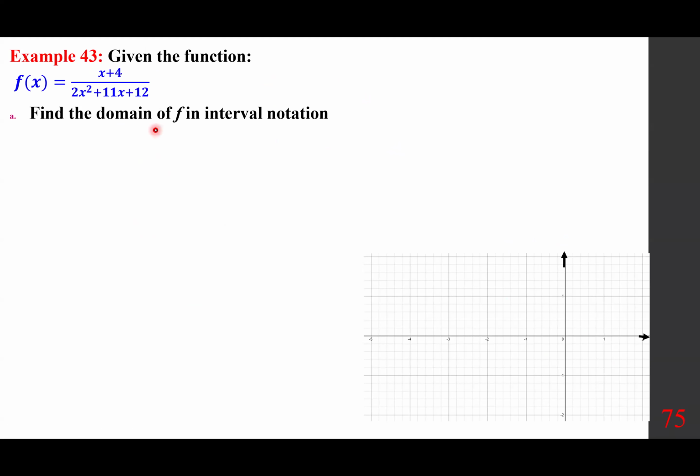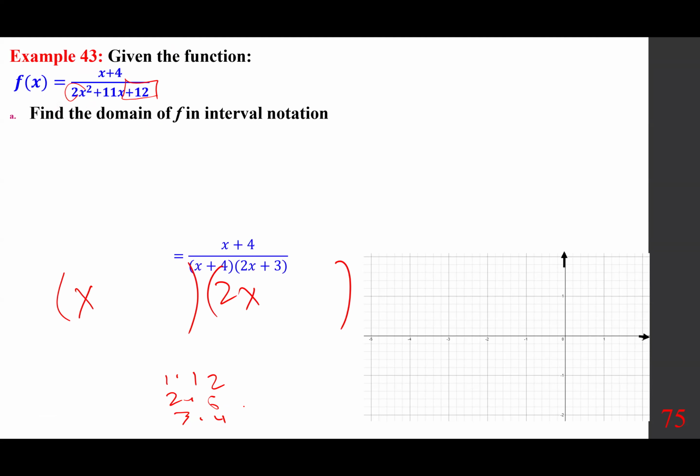Given the function, find the domain of f in interval notation. We are going to factor, and the numerator is fine. This is 2. If it doesn't work, you have to go with the quadratic formula. So it's very simple, x and 2x. And then you work on 12: 1 and 12, 2 and 6, 3 and 4. And you have to go with trial and error until it works out.